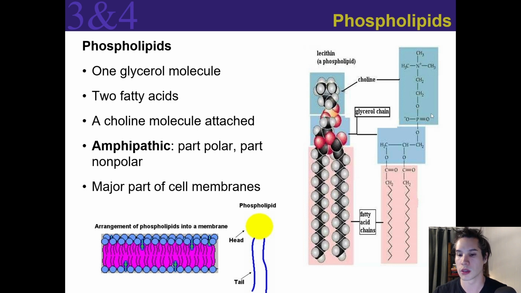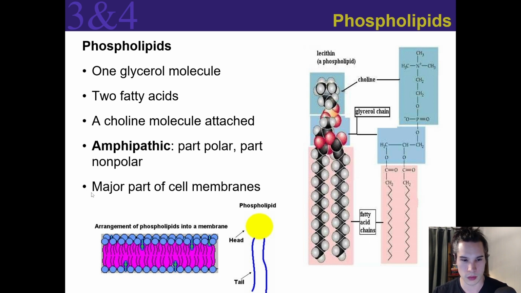So if you look here, we have this polar choline molecule. We have a glycerol backbone, and instead of 3 fatty acid tails, you have 2 fatty acid tails. And so our phospholipids are considered to be amphipathic, meaning they are both polar and nonpolar on the same molecule: one region of the molecule is polar and the other region is nonpolar.